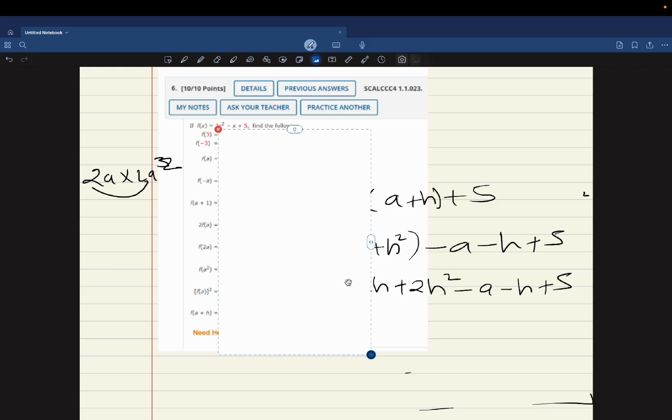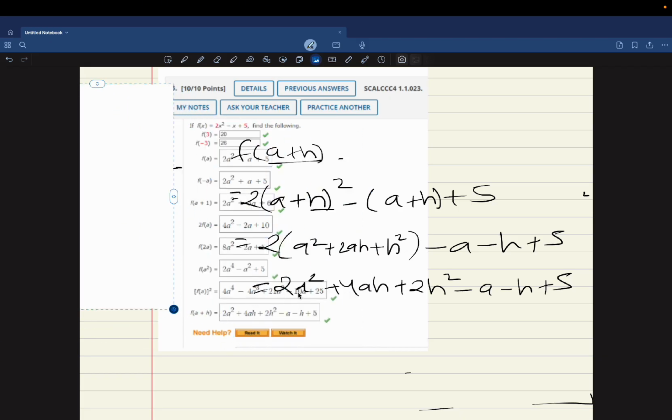So I'll also reveal the answer. Here you can see 2a square plus 4ah plus 2h square minus a minus h plus 5. It doesn't matter if you write 4ah at the beginning and then 2a square at the last, you just need to make this symbol right. So it will be negative a, negative h, and then positive, positive, positive. So you can jumble it, but you cannot change the positive and negative sign. If you have any question, you can always comment down below. I'll move to the next question.